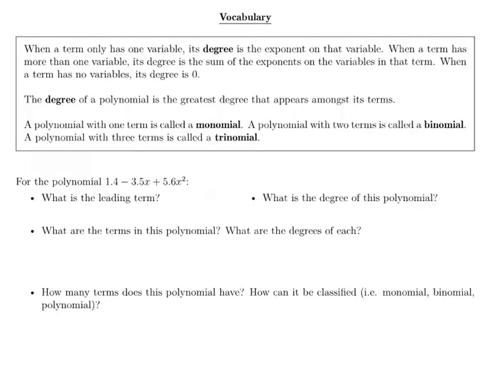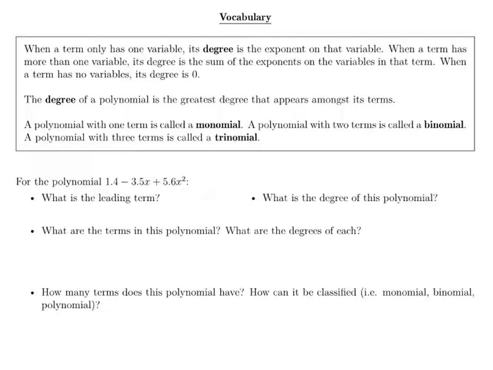In this video, we'll define the degree of a term and the degree of a polynomial. We'll also look at the classifications for types of polynomials that are known as monomials, binomials, and trinomials. And lastly, we'll look at the polynomial 1.4 minus 3.5x plus 5.6x squared and look at how some of these vocabulary words play out with that example.